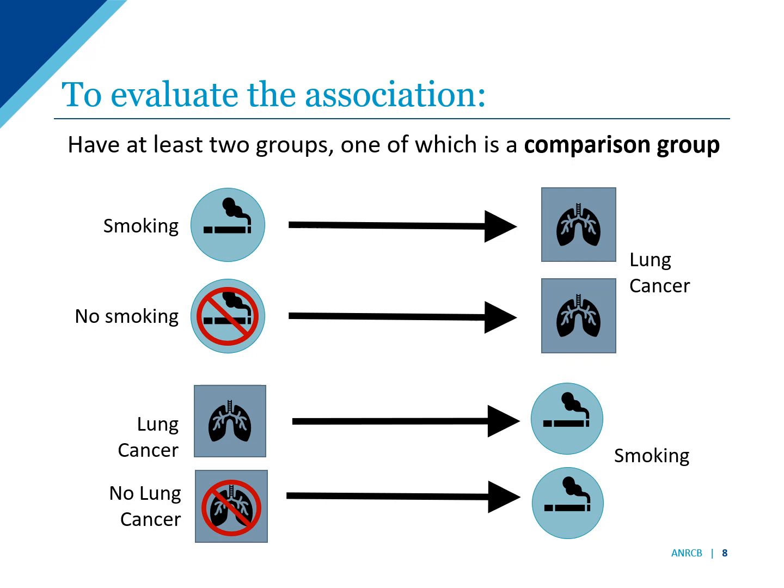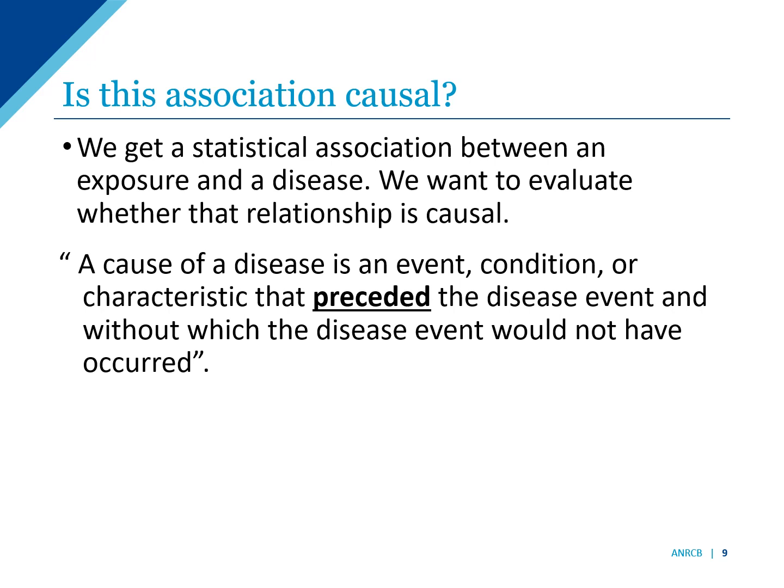As mentioned before, you need to have at least 2 groups to evaluate an association, one of which is a comparison group that does not have either the exposure or the disease outcome in question, depending on your study design. We get a statistical association between an exposure and disease, and we want to know whether the association is causal. For the exposure to be a cause of a disease, it must precede the disease event, and without it, the disease would not have occurred.